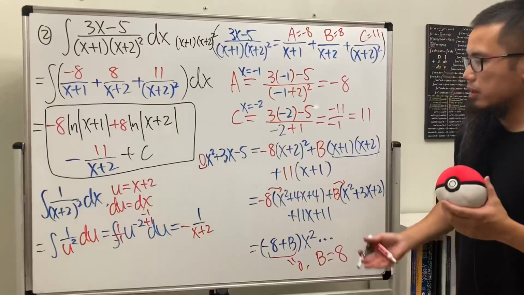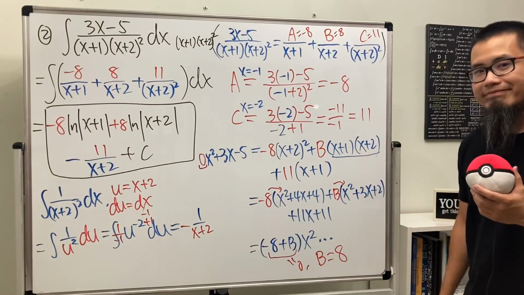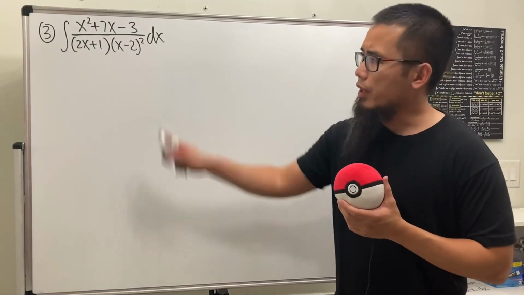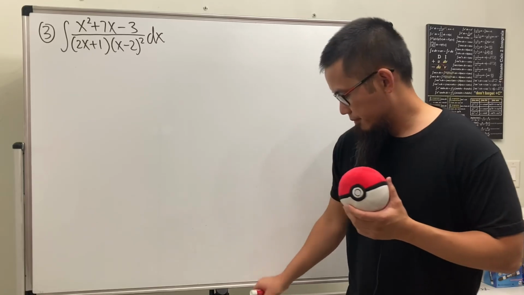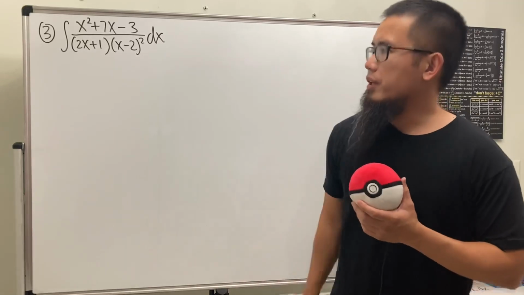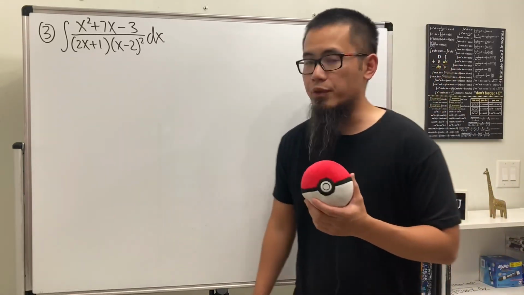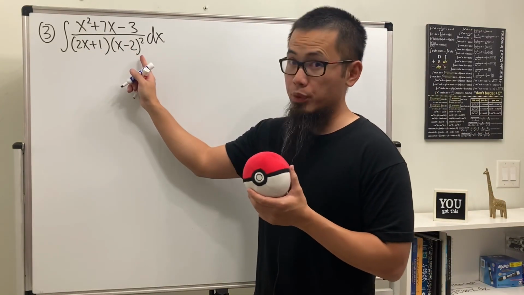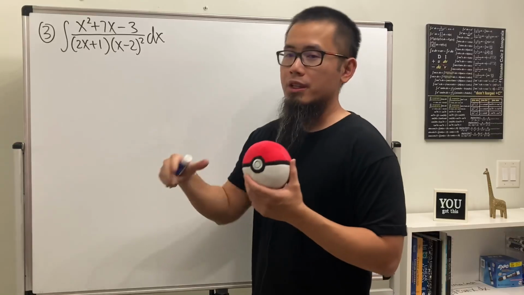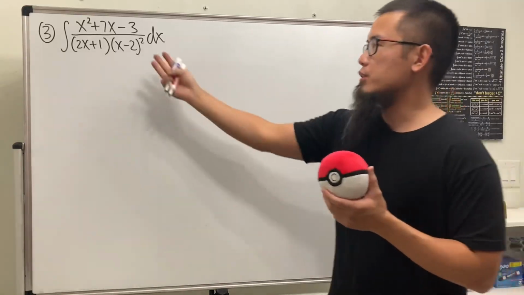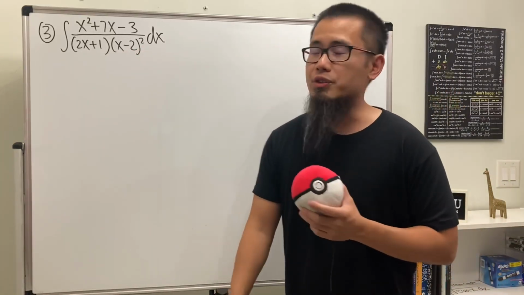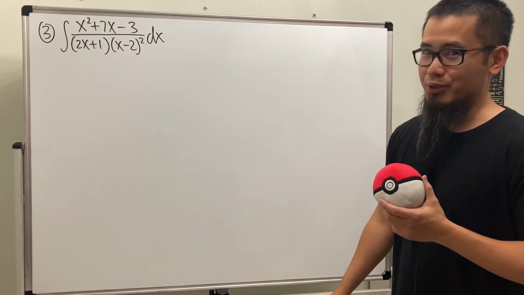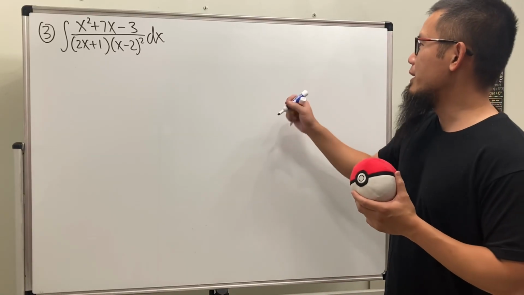Take a look at all this. All right, number 3 right here. Okay, number 3 here. Again, the denominator has been factored for us, which is very nice. On the top, degree is 2. On the bottom, degree is 2 here and then 1 here. So when you multiply, you add the exponents. So the degree is 3. We don't need to do long division, but we still have to do the partial fraction. Okay, so let's go ahead and work that out right here.